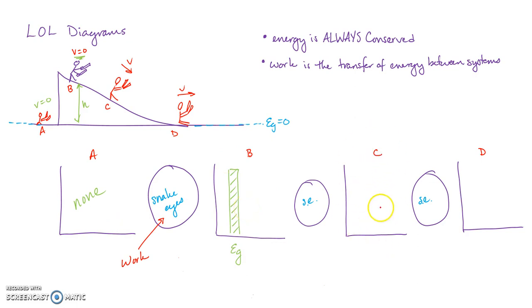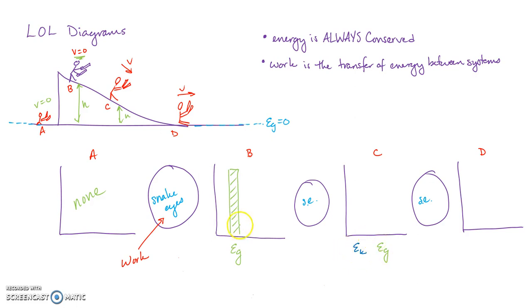Now let's look at point C. If we look at point C, we can say he is moving because he's got a velocity, so he has some kinetic. Let's choose a different color for kinetic. There we go. And then he also has height. He's still above the ground, so he also has gravitational. But he's not nearly as high as he used to be, so he has less gravitational energy than he used to.